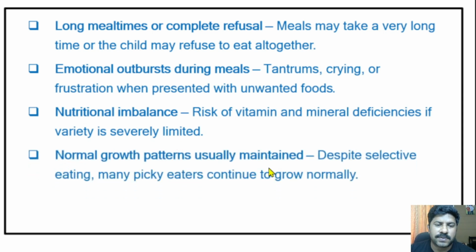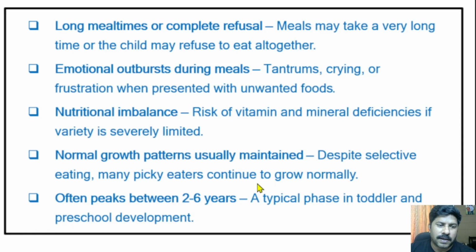Normal growth patterns are usually maintained. Despite selective eating, many picky eaters continue to grow normally. Growth retardation will not be there. It often peaks between 2 to 6 years. Picky eating is commonly seen in 2 to 6 years, a typical phase in toddler and preschool development.